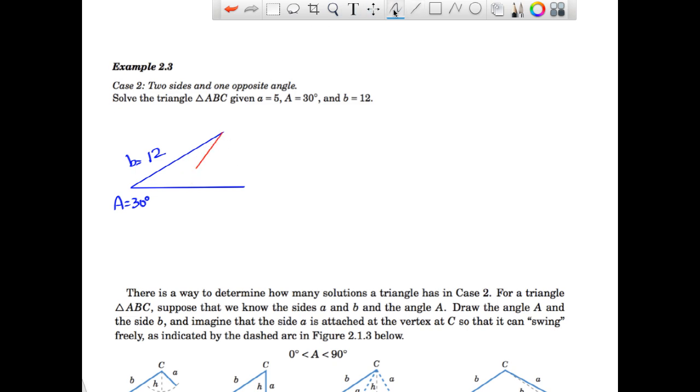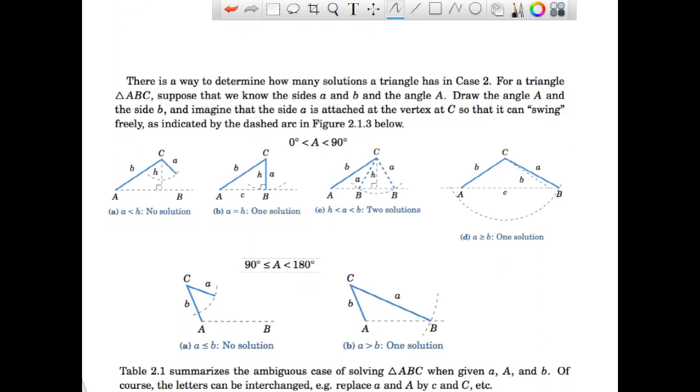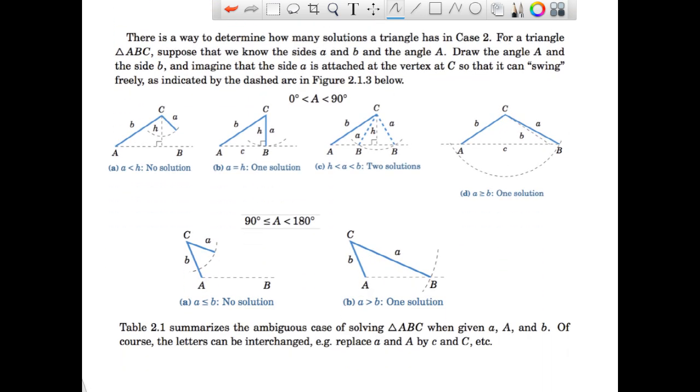Okay, so is it possible? Okay. Again, just like last time, draw a sketch. Okay. There is a way to determine how many solutions a triangle has in this ambiguous case. So for a triangle, suppose that we know a and b, so the two sides, and that we know angle A. So this angle here is fixed. So you can see that this angle is the same for all these three cases. Okay.